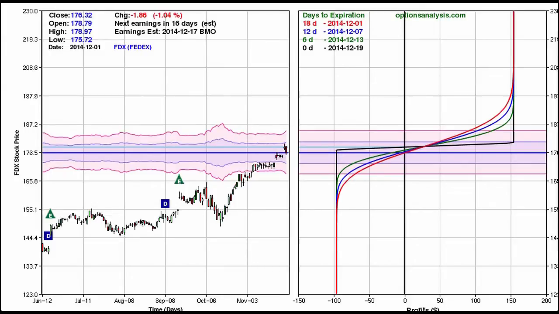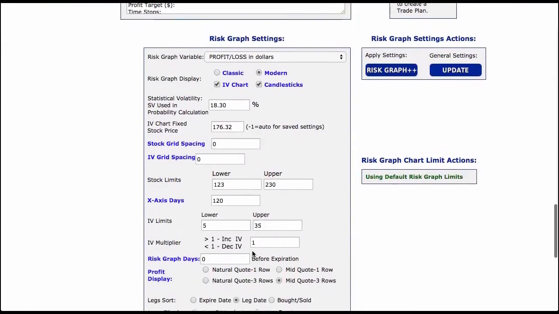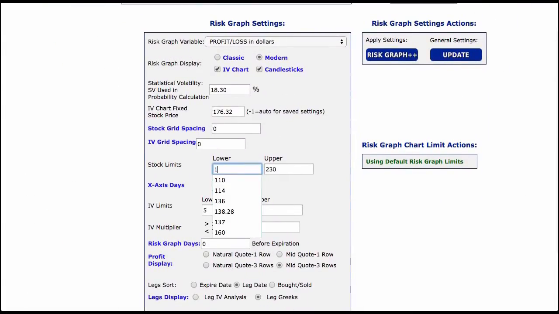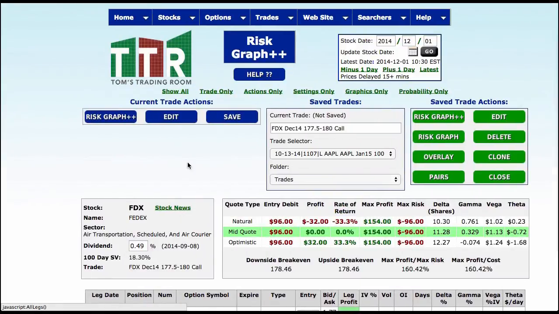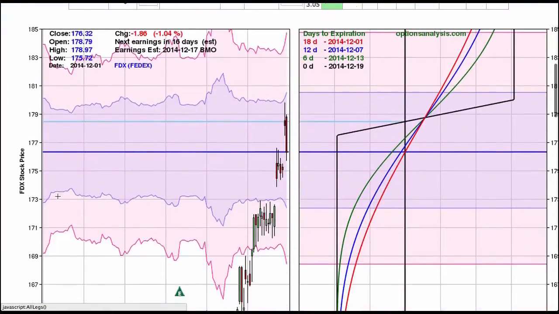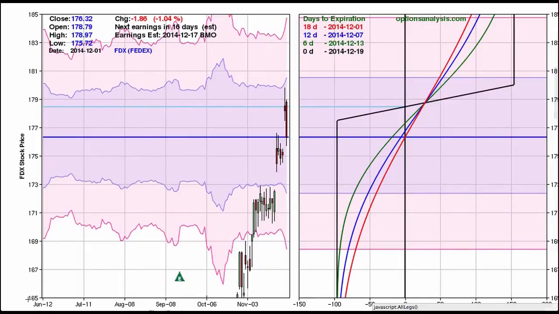If I want to squeeze that in, say from about 165 to 185, what I'm going to do is scroll to the bottom of the screen, and I'm going to put 165 in the lower stock limits graph and 185 in the upper. I'm going to go ahead and apply those settings to the risk graph. And now what's going to happen is it's going to reset that window, and it's going to show me a stock window that's in between 165 and 185. As you can see here, 165 on the downside, 185 on the upside. But this is the more important thing. It actually increased and blew up, if you will, the risk graph, showing me exactly where I am in this trade.